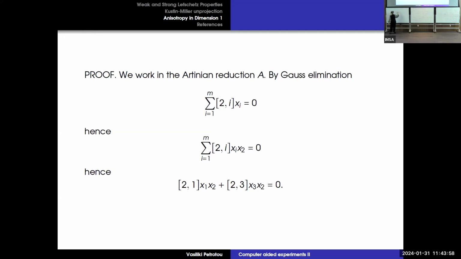Plus L21 L13 x3 is equal to 0. So this corresponds to bracket 1 2, and this corresponds to bracket 2 3. These are the determinants. Is it clear? Yes.